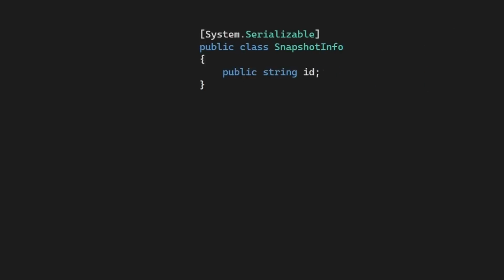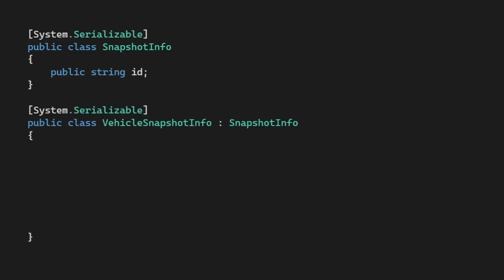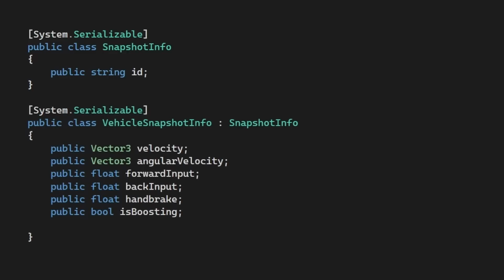So, we're almost ready to go, but we need to tell our replay system what to save. So, I'll create a new class called snapshot_info and a derived class called vehicle_snapshot_info. In our vehicle snapshot data, we can write fields for all of the properties we'd like to snapshot. In the case of my vehicle controller, I basically just want to snapshot its current rigid body state and its transform state, plus any inputs that exist.